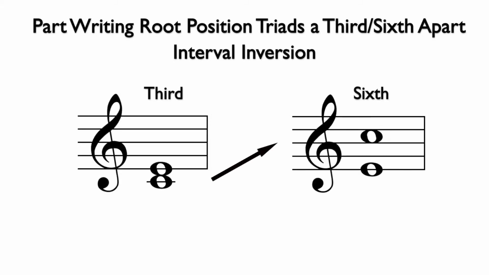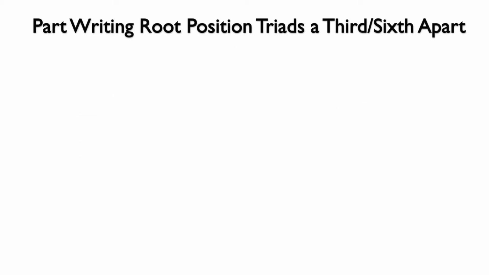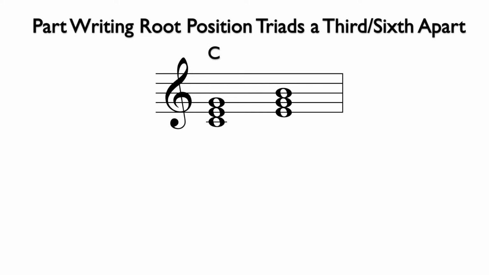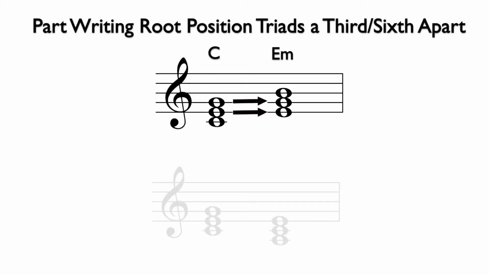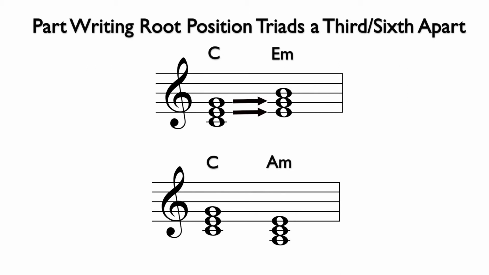Since thirds invert to sixths, the part writing procedures in this lesson will apply to chords a third or a sixth apart. Chords that are a third/sixth apart in the same key have two common tones. For example, C and E minor have E and G notes in common, and C and A minor have E and C notes in common.